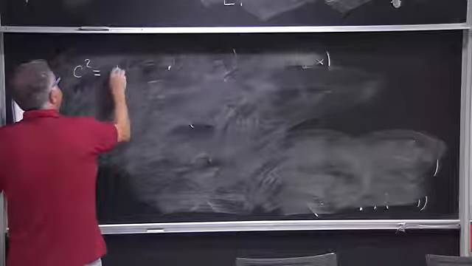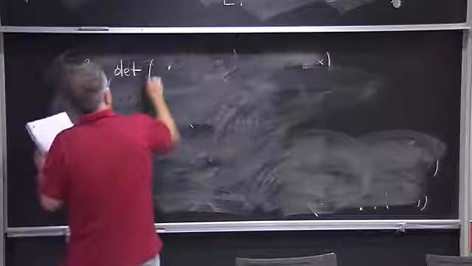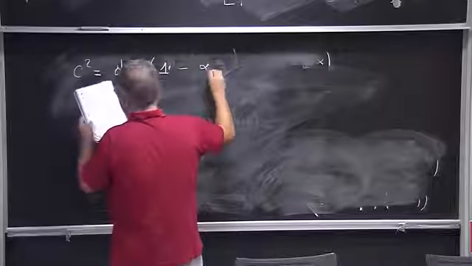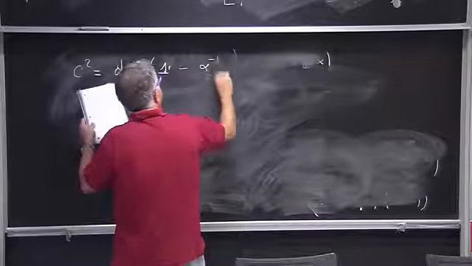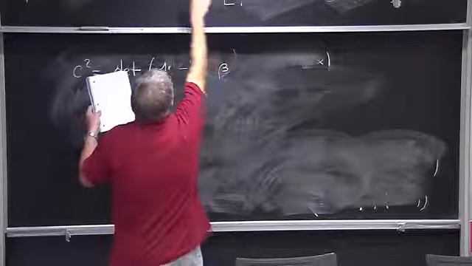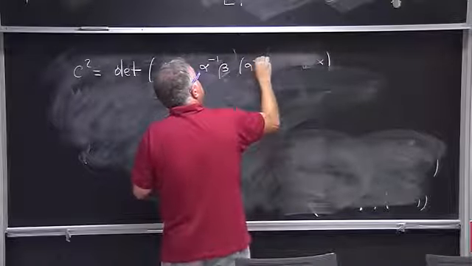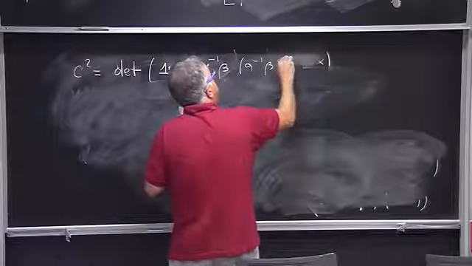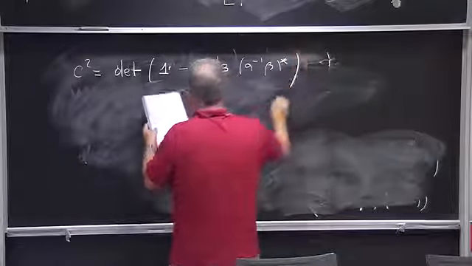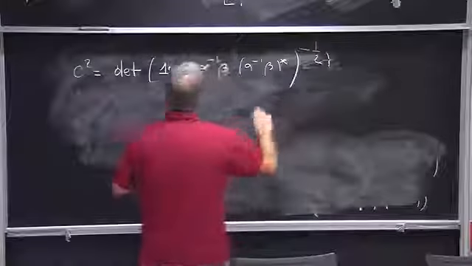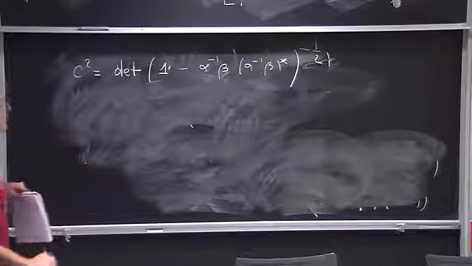So the constant C squared is the determinant of the matrix 1 minus A alpha minus 1 beta. This is the matrix M. Alpha minus 1 beta star. This is the matrix M star to the minus 1/2, according to the general formula.